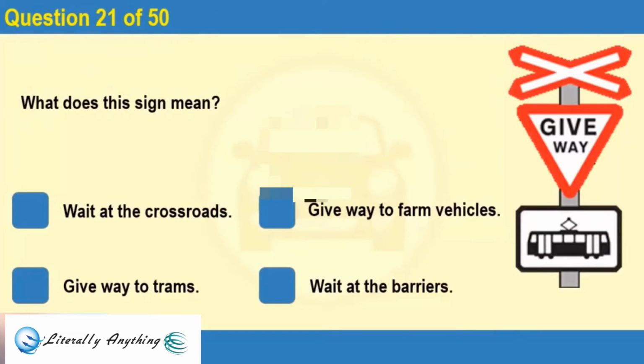What does this sign mean? 1. Wait at the crossroads. 2. Give way to farm vehicles. 3. Give way to trams. 4. Wait at the barriers.